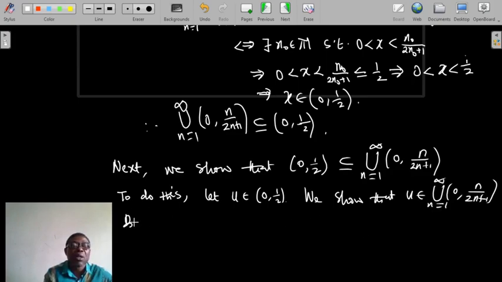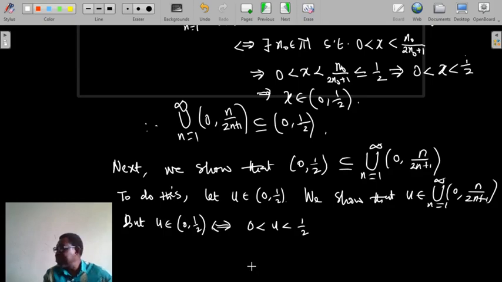But u in (0, half) is equivalent to 0 is less than u less than half. This implies that half minus u is greater than 0, because u is less than half.